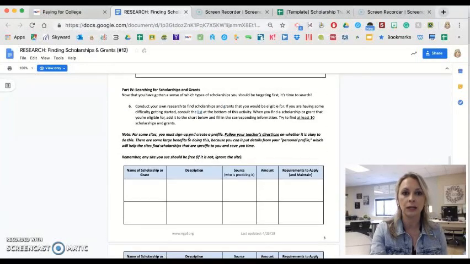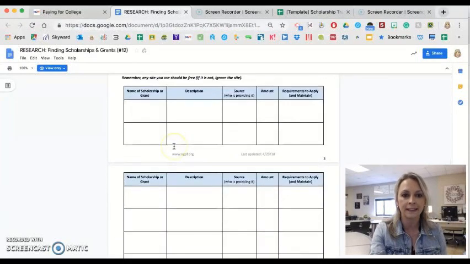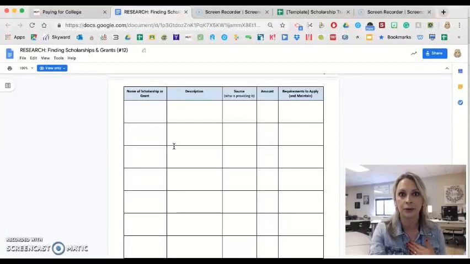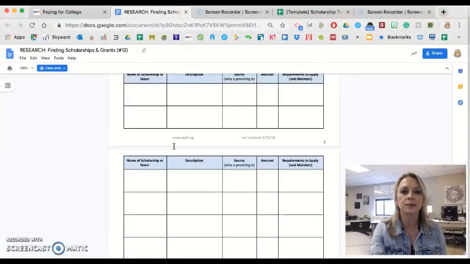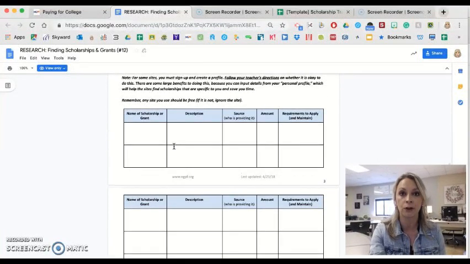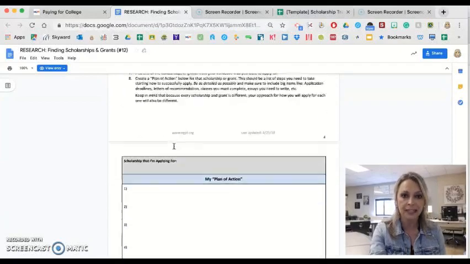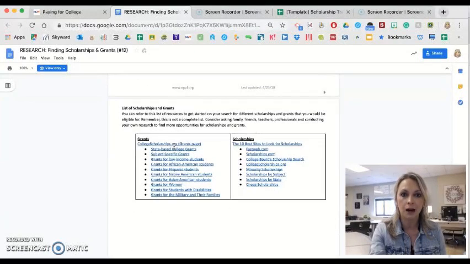What they do in part 4 is search for 10 scholarships. I require my students to find 10 scholarships that they could apply for and are qualified for. Down at the very bottom of this activity, there are some sites and resources to help them find grants and scholarships. The time you give students to do this is important, but the other important aspect is the resources that they have.